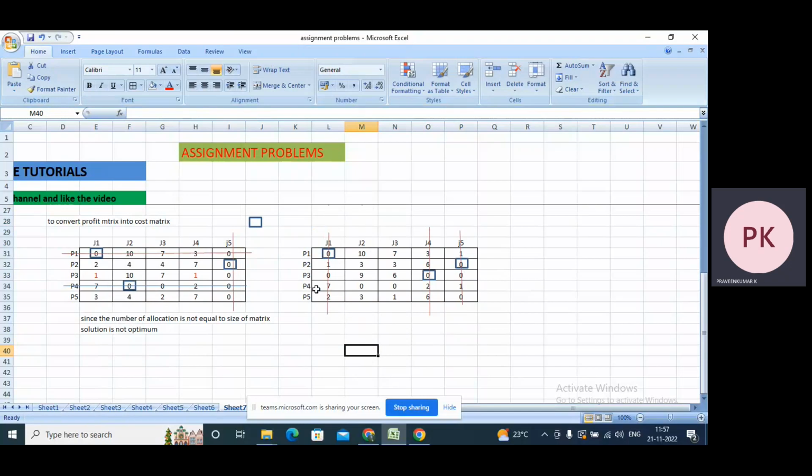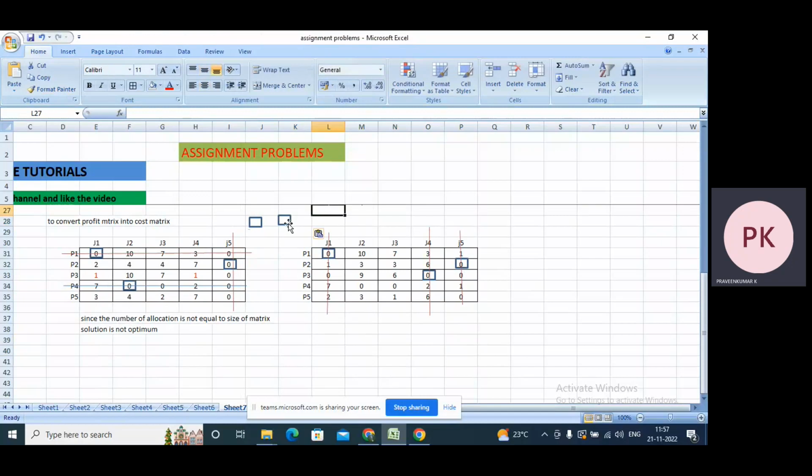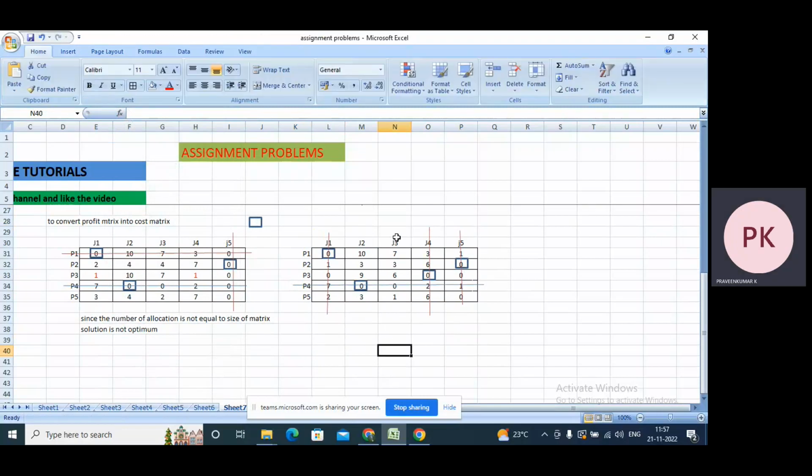Next, similarly, go to the fourth row. You have two zeros. Fifth row, no zeros. Then go with column wise. Second column having a single zero. I'll allocate this 0 and I'll cancel the corresponding row. This is my corresponding row. Then in the third column, no zeros. Fourth and fifth, no zeros.